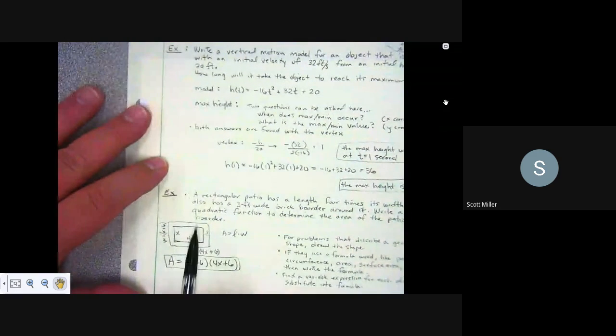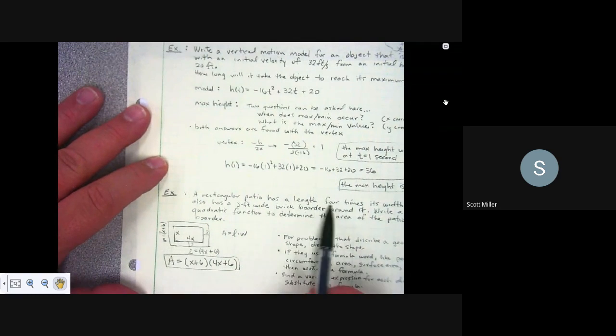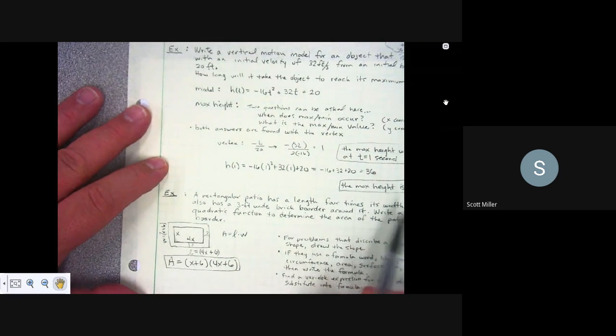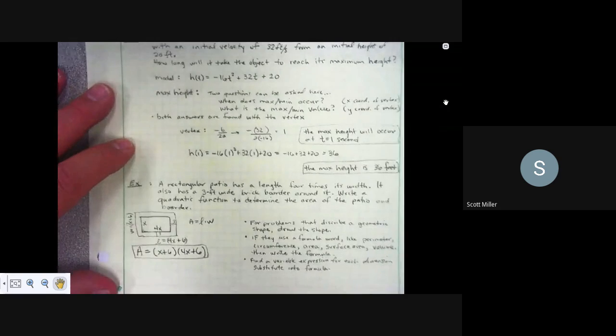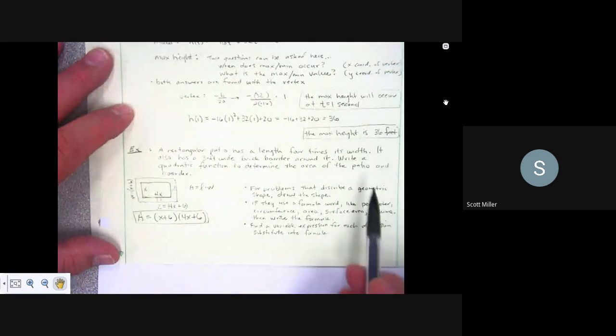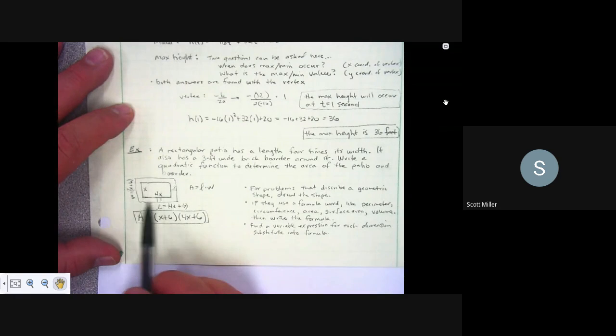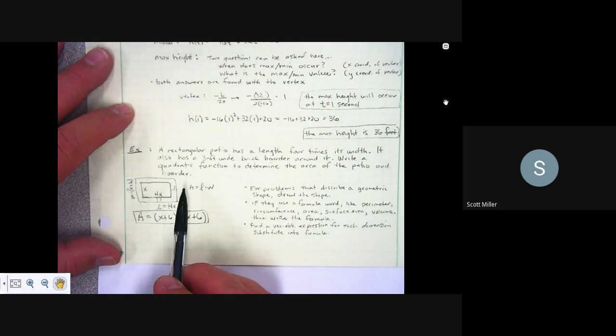Here is the patio. It's a rectangular shape. It said the length is 4 times its width, so I used x to represent the width, and then the length is 4 times that. So that was a key thing right there. What does that mean? It has a border around it, and that border is 3 feet wide. So all the way around is 3 feet in all directions.